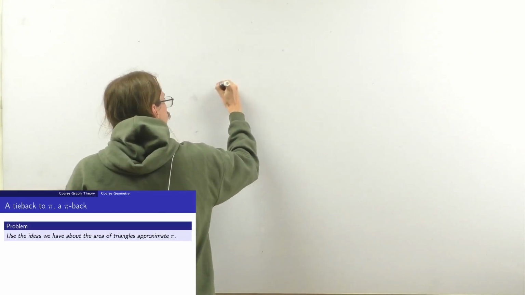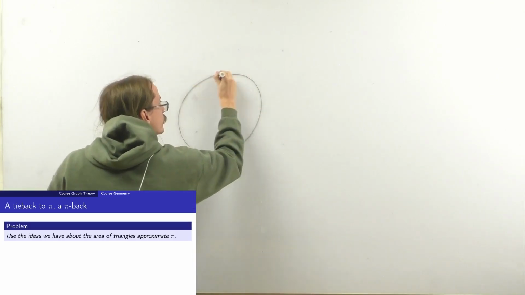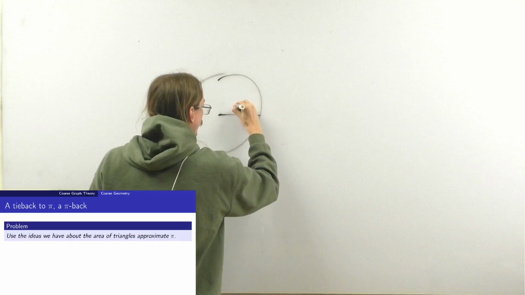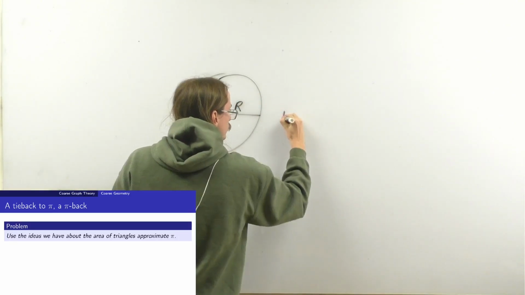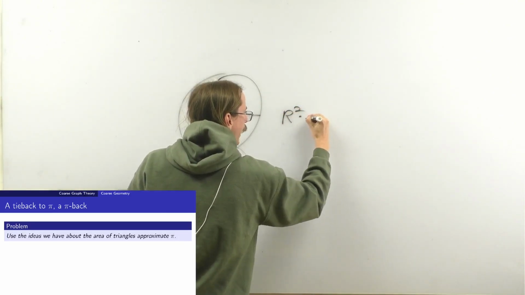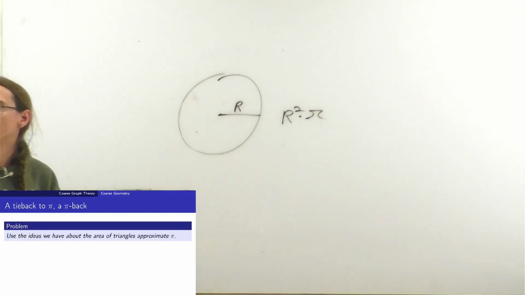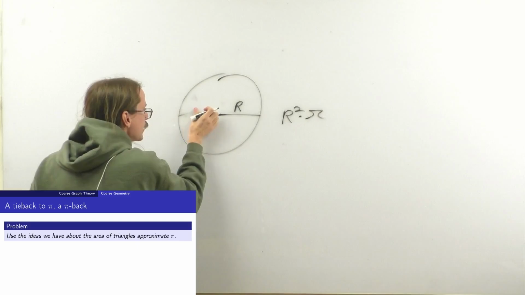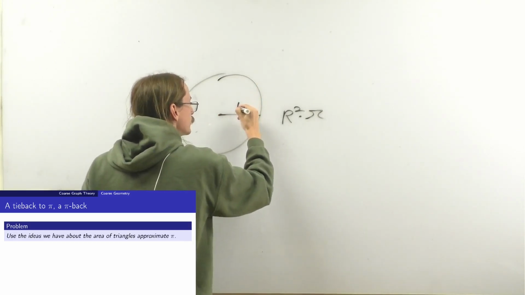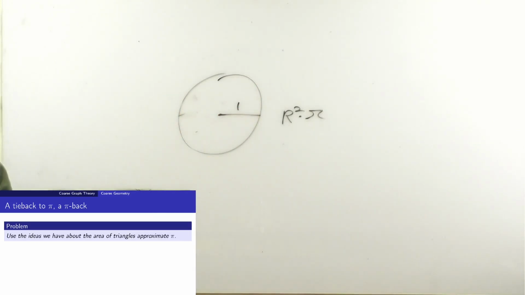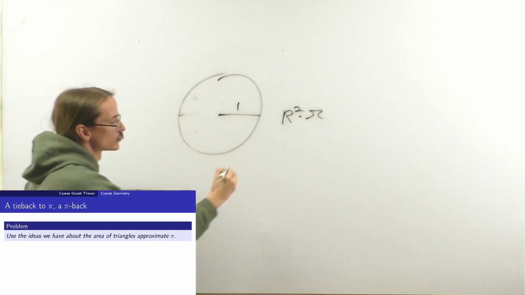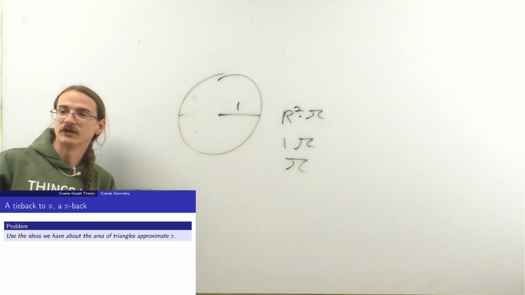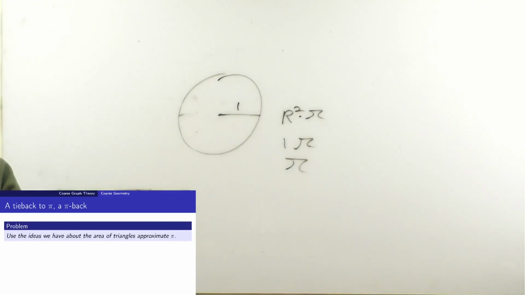Right, the area of a circle, if I have a circle here, the area of that circle is the radius squared times pi, pi r squared. Actually, if we make this radius 1, then what's the area of that circle? Radius squared is 1, so the area is just pi. That's something we know, or have supposedly been taught at some point.